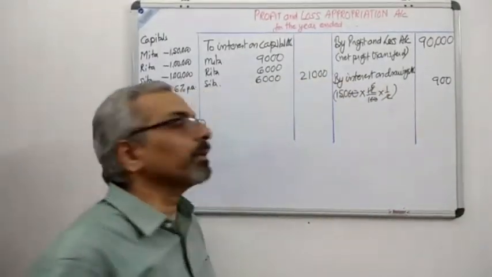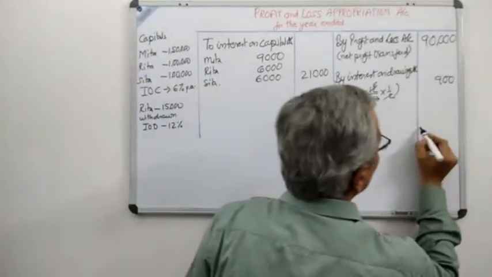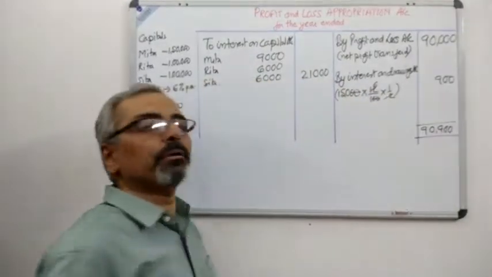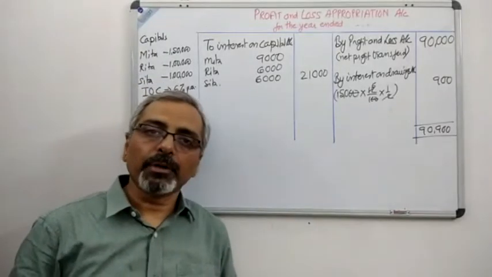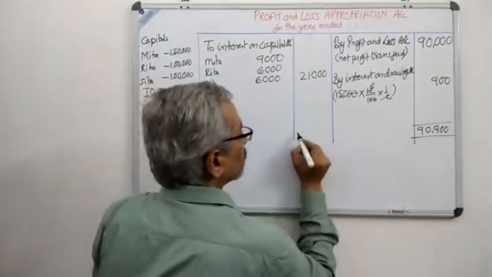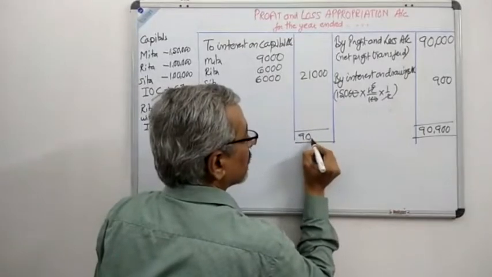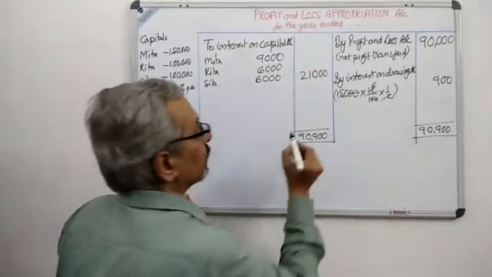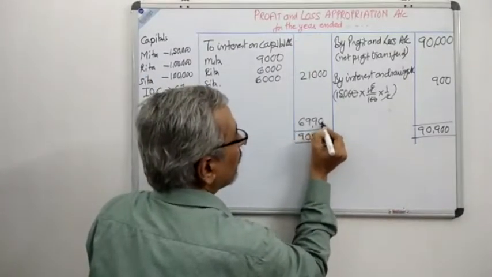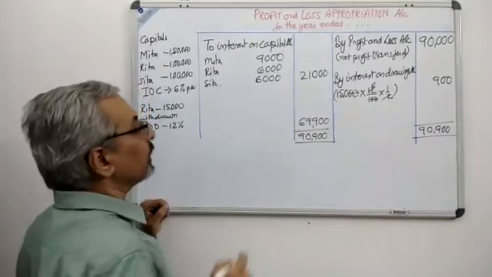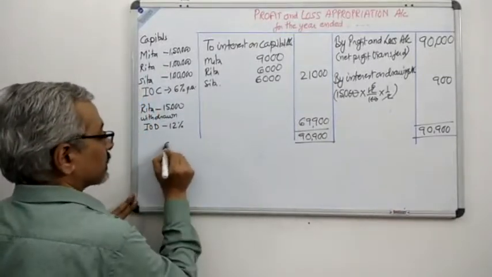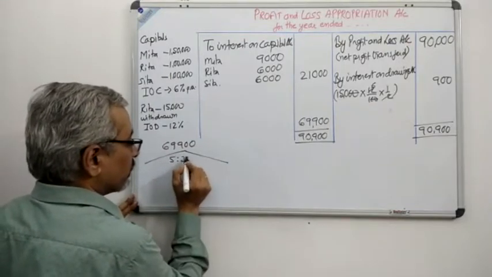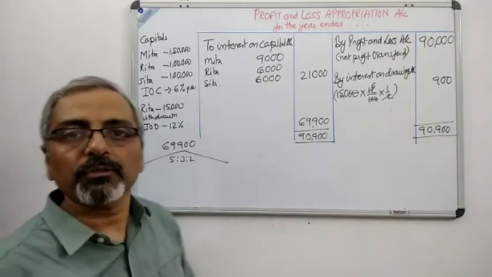Now you can see the credit side totals to 90,900. And there is only one entry on the debit side, which is the interest on capital, which is 21,000. Now we can get the profit of the firm, 90,900 minus 21,000, that will give you 69,900. This is the profit. Okay, so now we'll distribute 69,900 in the given ratio 5:3:2. So it is a very simple calculation.